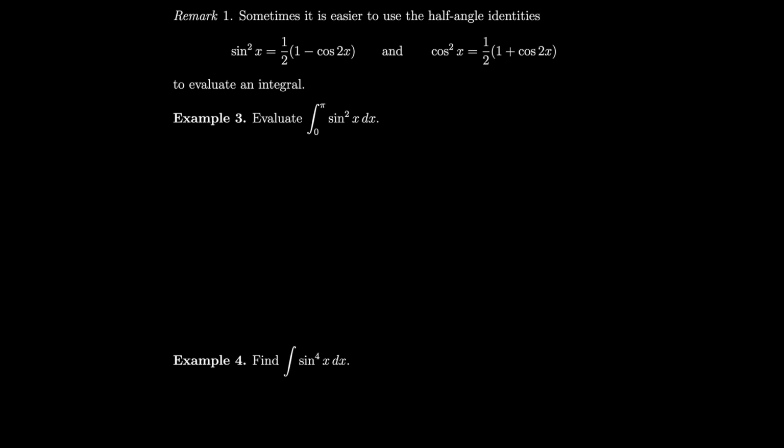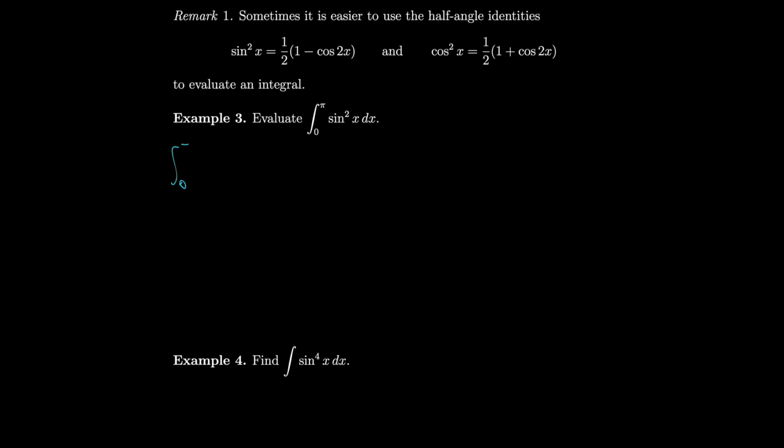Like notice for this one, sine squared evaluated from 0 to pi, doing that integral. Well, if we just replace sine squared with 1 minus cosine squared, then we haven't made the integral any better. Now we have to integrate cosine squared. So instead of trying to do any of that, let's just use one of these identities.